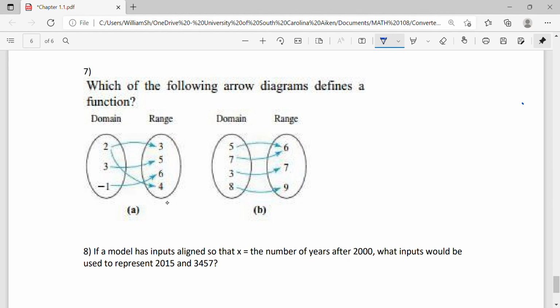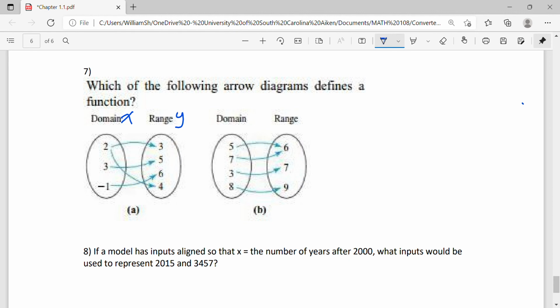Okay, so we've got to go from the domain to the range, right? So what I like to do with these is we're just going to go through them. 2 goes to 3, but 2 also goes to 4. Now if your domain here goes to the same range, do we have an issue? That's the question at hand. Because here we have this 2 and it goes to 2 different things.